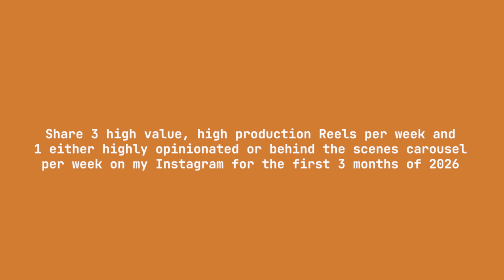Now, when it comes to the strategy itself, I like to be able to summarize it in one line. My strategy is to share 3 high value, high production reels per week and 1 either highly opinionated or behind the scenes carousel per week on my Instagram for the first 3 months of 2026. Now, let me break that down because that probably just sounds like an absolute word salad. The first thing to know about that strategy is that I mentioned posting 3 reels and 1 carousel.